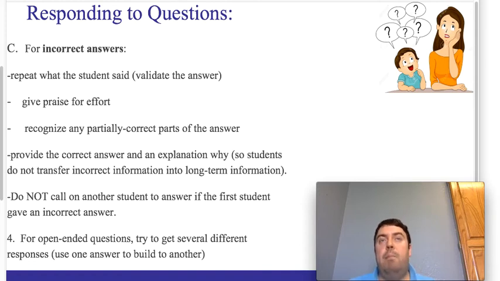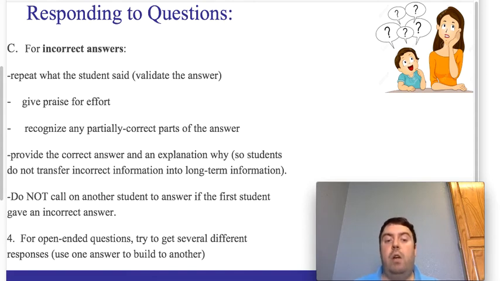Then, if there are any partially correct parts of the answer, you could recognize that and emphasize that. But then, at the end, you need to provide the correct answer and an explanation of why. This way, all the other students don't transfer any incorrect information into their long-term memory. Remember, the teacher should finally provide the final, complete answer. You shouldn't call on another student to answer it.